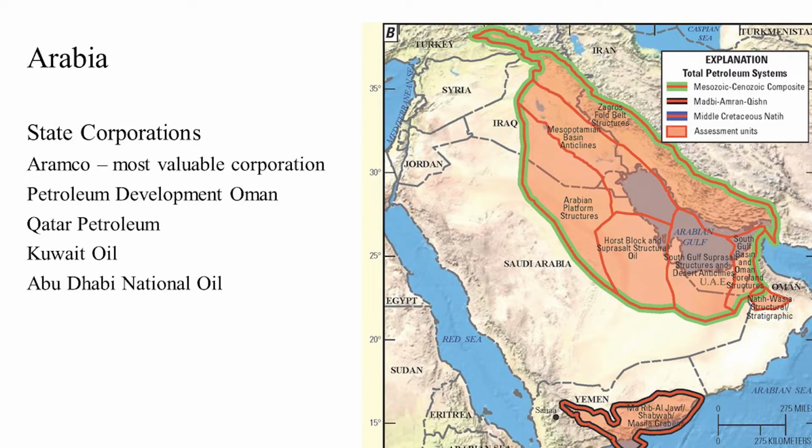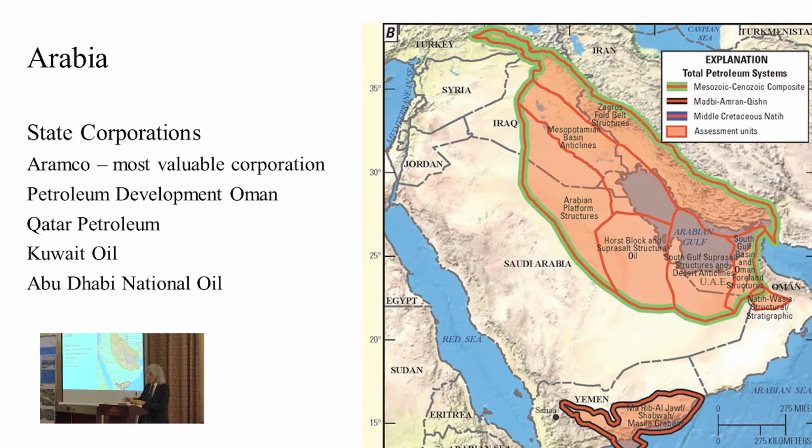It's in the middle of a civil war, much of it driven by Saudi Arabia, United Arab Emirates, and Iran that have different proxy fighters on the ground. So in this area of the world, we don't talk about Exxon or Total or Rosneft. We're talking about state corporations. Aramco, a $2 trillion corporation, the most valuable corporation in the world, in Saudi Arabia. Petroleum Development Oman, Qatar Petroleum, Kuwait Oil.